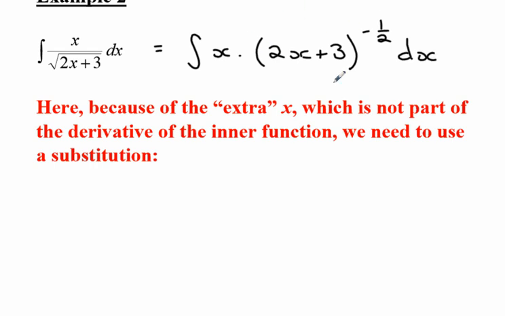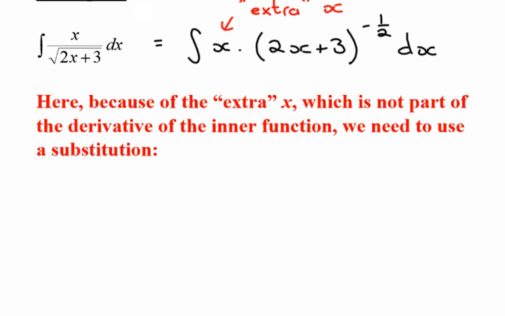Now, obviously, we're searching for that composite function and the derivative. So there's my composite function, but the derivative of 2x plus 3 is 2. It doesn't have an x in it. So we have this almost like an extra x. So it doesn't fit our pattern. So we need to use u substitution. It makes our life a lot easier.